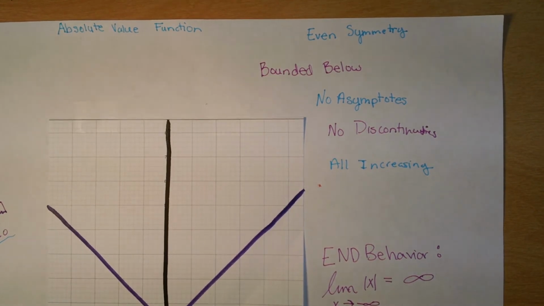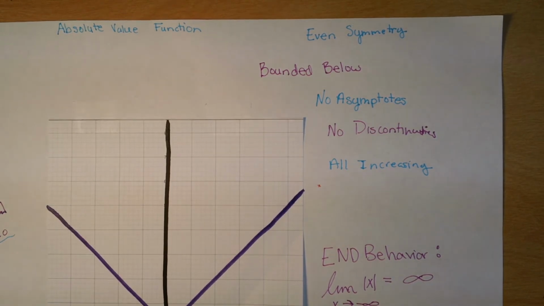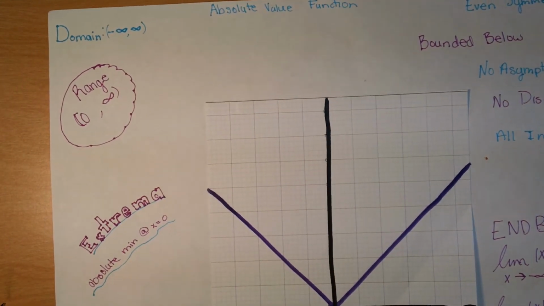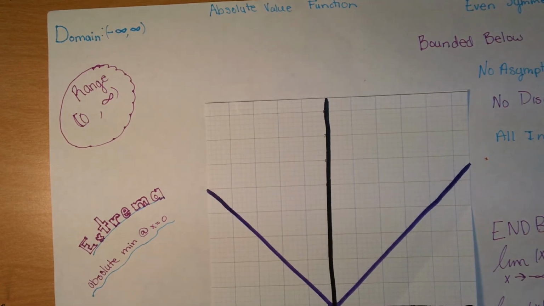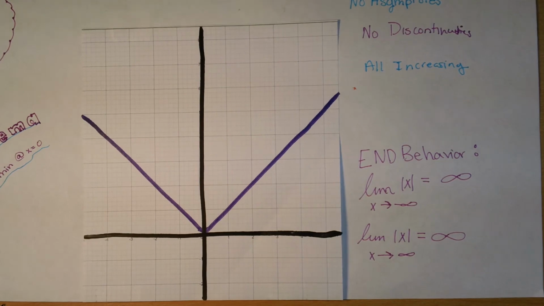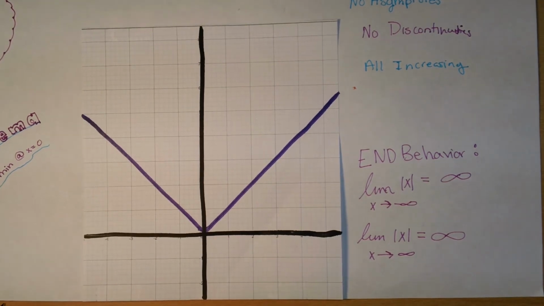It increases from 0 to infinity and decreases from negative infinity to 0. Then there's also an absolute extrema of 0 at x equals 0. Lastly, the domain is from negative infinity to infinity, and the range is 0 to infinity. The end behavior is as x approaches negative infinity, y approaches infinity, and as x approaches infinity, y approaches infinity, for both.